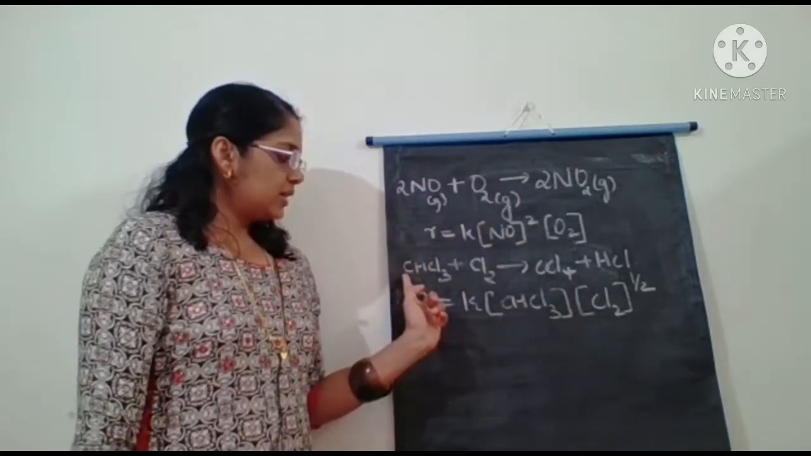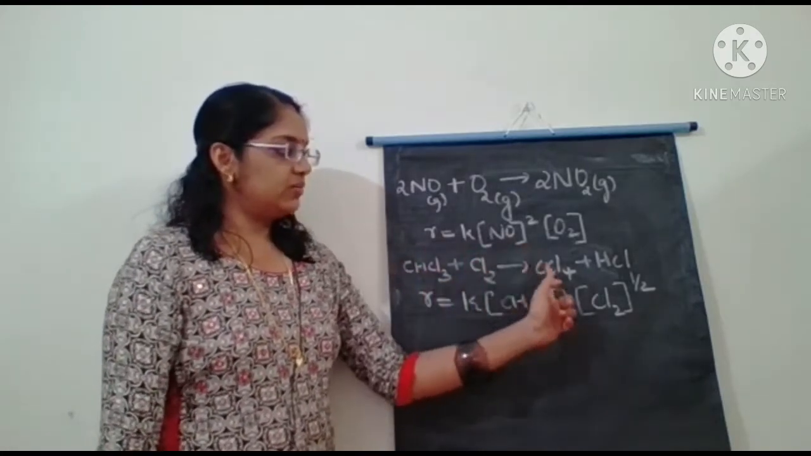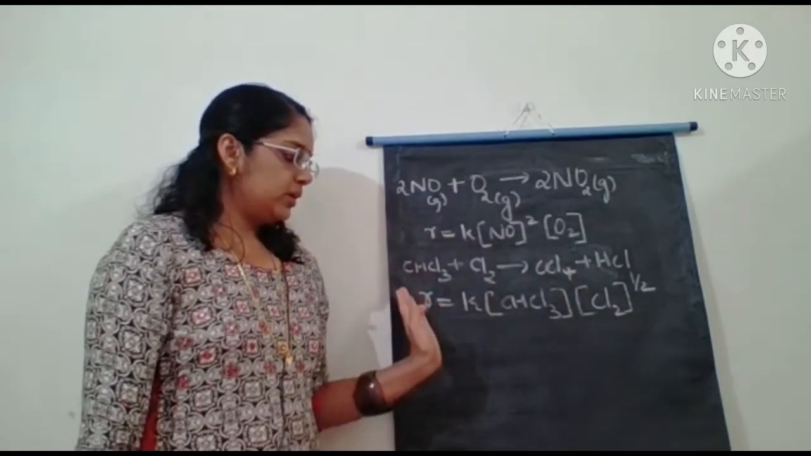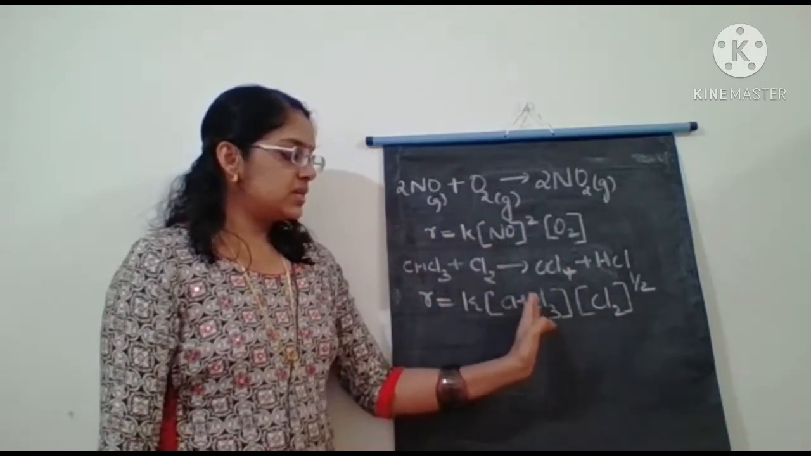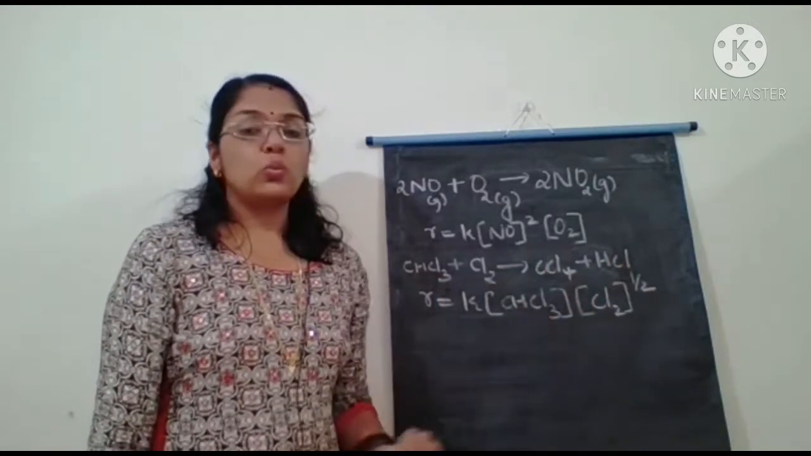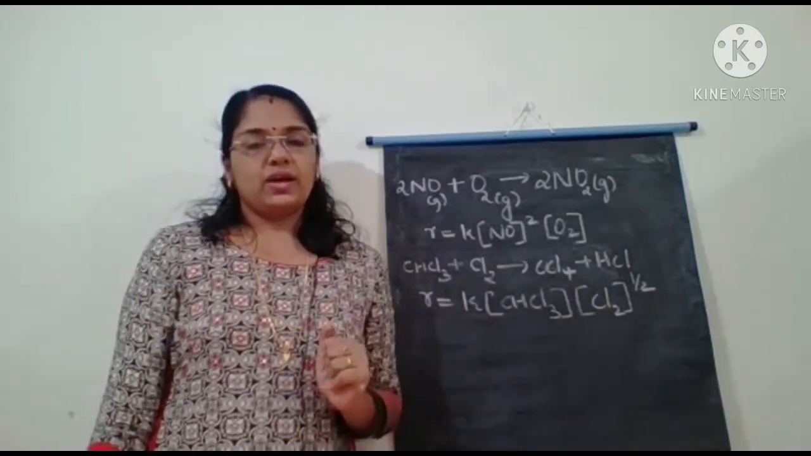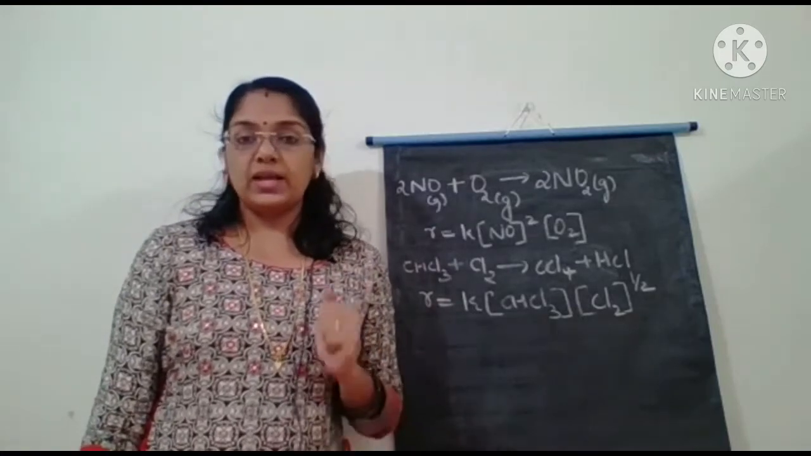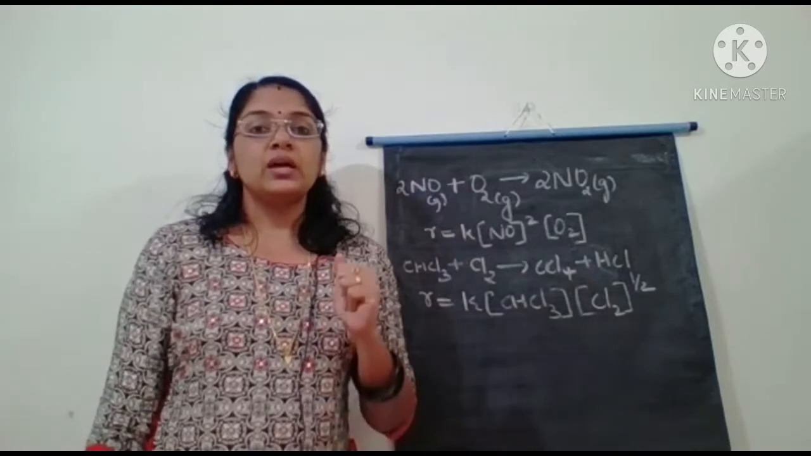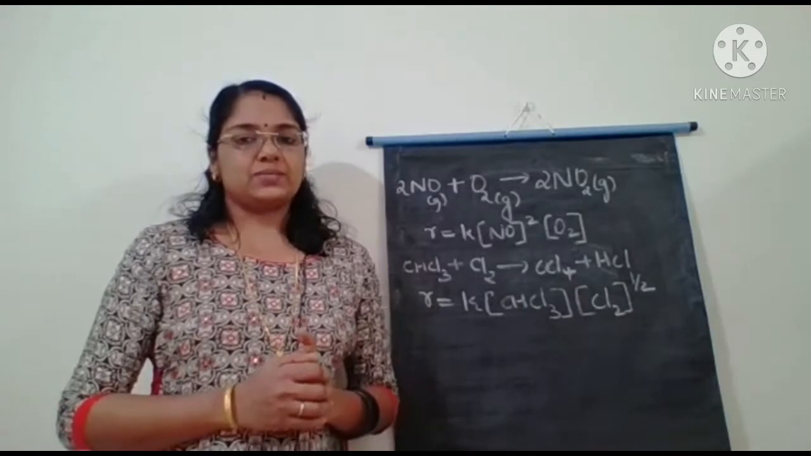But when we look at the next reaction, that is chlorination of chloroform, CHCl3 plus chlorine giving CCl4 plus HCl, the rate law is found to be rate is equal to k into concentration of CHCl3 raised to 1 and chlorine concentration raised to 1 by 2. That means it is not based upon the stoichiometry. That is why we said that the rate law is determined experimentally, and these exponents x and y are also determined experimentally. It is not based on the stoichiometry of the reaction.